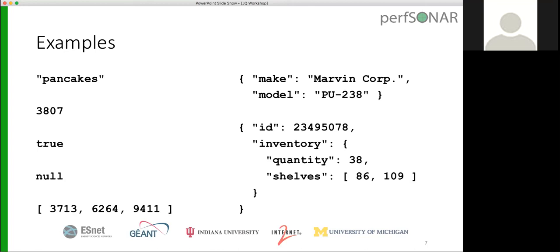And if you were to ask your JSON parser for the value of model, for example, you would get PU238 out of the first one. The second example on the lower half of the right side is a little more complex. This has an ID that's an integer, and it has a sub-object called inventory that itself has a few things in it, like quantity and a list of shelves that maybe that item sits on.